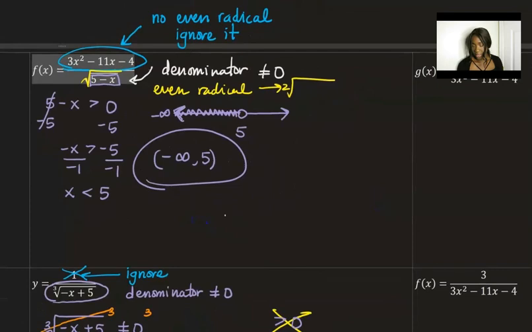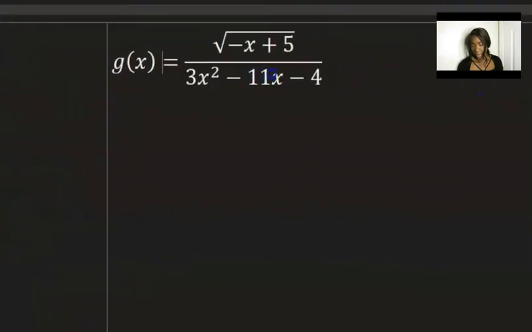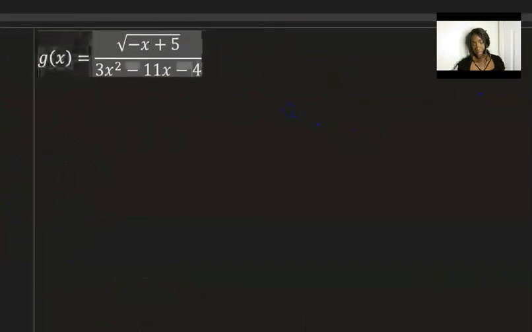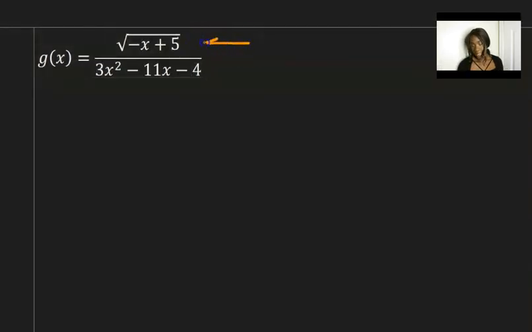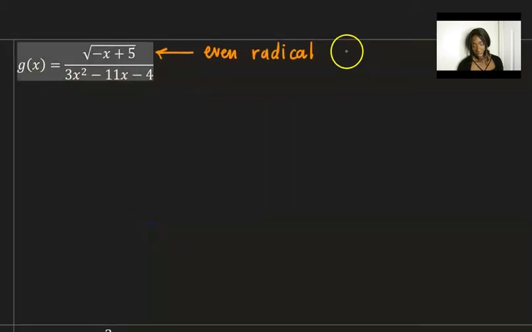Here we have another example. This example is a lot like this one, but the difference is that the numerator and denominator are flipped. So let's see how we're going to deal with this. In this example, we cannot ignore this numerator because this numerator has an even radical in it.